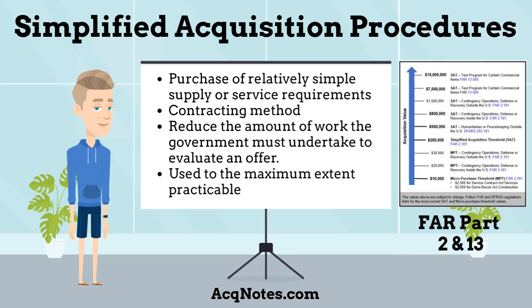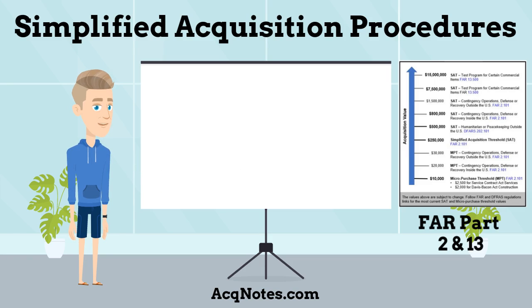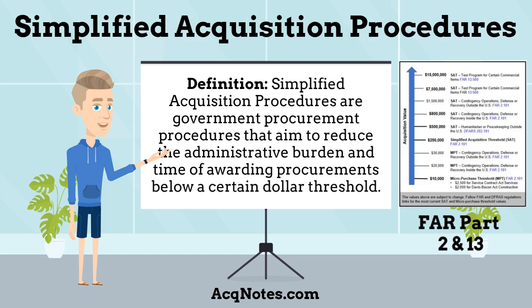It is a contracting method that seeks to reduce the amount of work the government must undertake to evaluate an offer. Simplified acquisition procedures are supposed to be used to the maximum extent practicable for all purchases of supplies or services not exceeding the simplified acquisition threshold. The definition of simplified acquisition procedures are government procurement procedures that aim to reduce the administrative burden and time of awarding procurements below a certain dollar threshold.